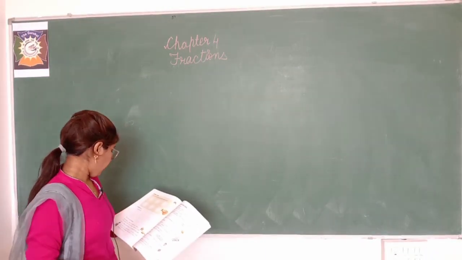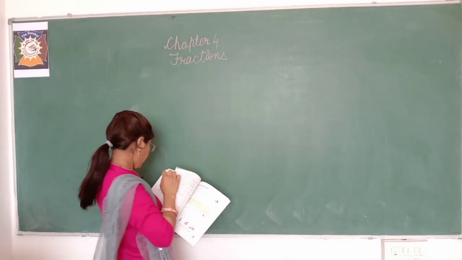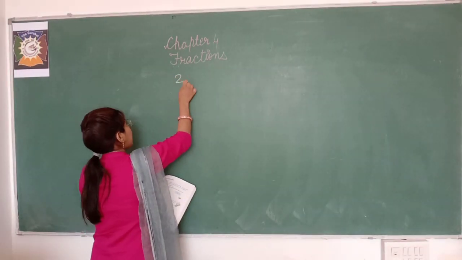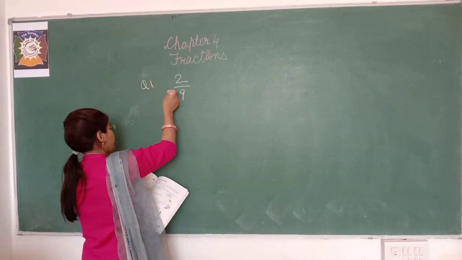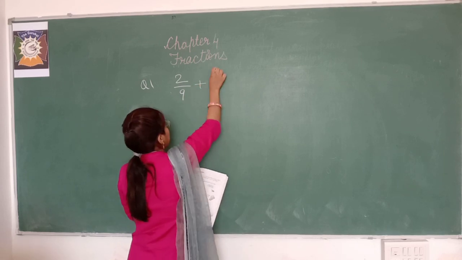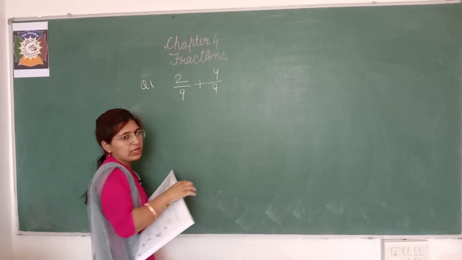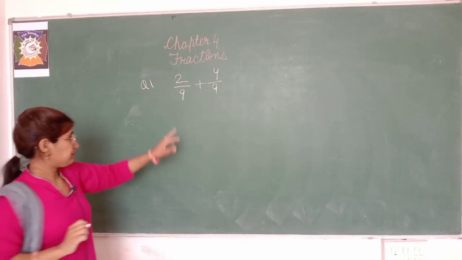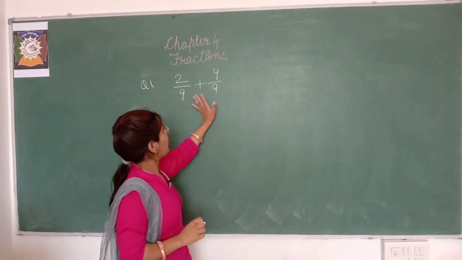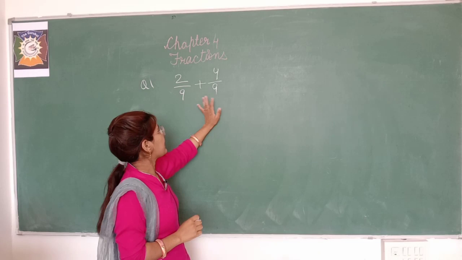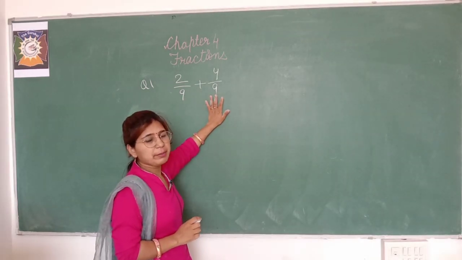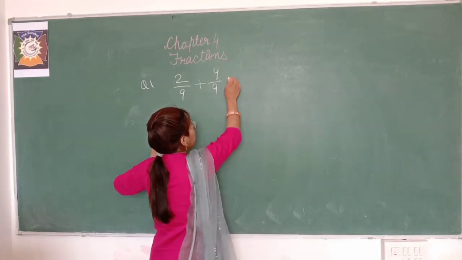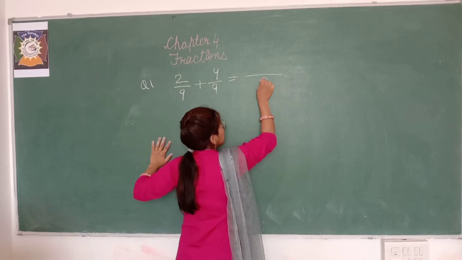So bachche, the first question of your exercise 4.4 is question number 1, 2 by 9 plus 4 by 9. This is given to you and you have to calculate the sum. See bachche, these two fractions are like fractions because your denominator is same. और हमें पता है जब भी हमारे पास like fraction होता है हम क्या करते हैं, हम denominator को as it is लिख देते हैं.